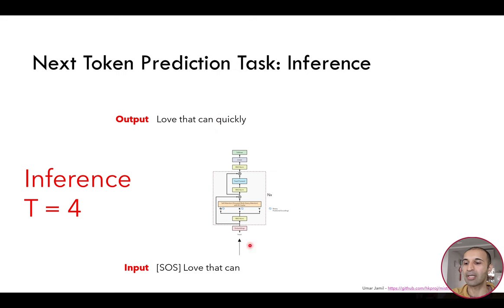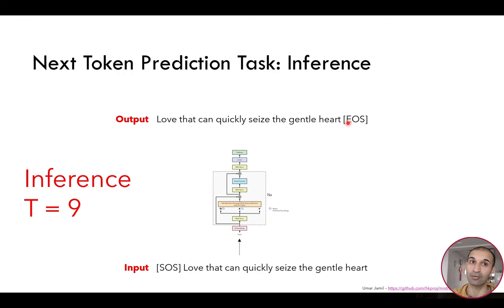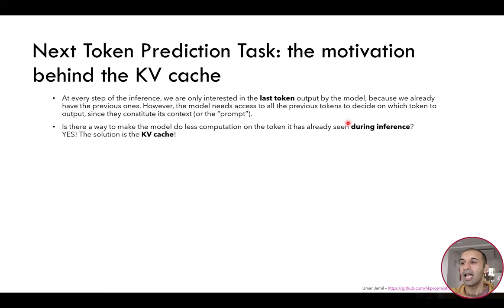Then we take this word quickly, we append it to the input for the next time step, and it will produce the next token as output, etc., etc., until the last token, until we see the end of sentence token as output. Then we know that the model has stopped producing new tokens, and we can stop the inference. Now, at every step of the inference, we are only interested in the last token output by the model, because we already have the previous ones. But, of course, we need to feed all the previous tokens to the model, which belong to the prompt, because the model needs to access the prompt to understand which token to produce next.